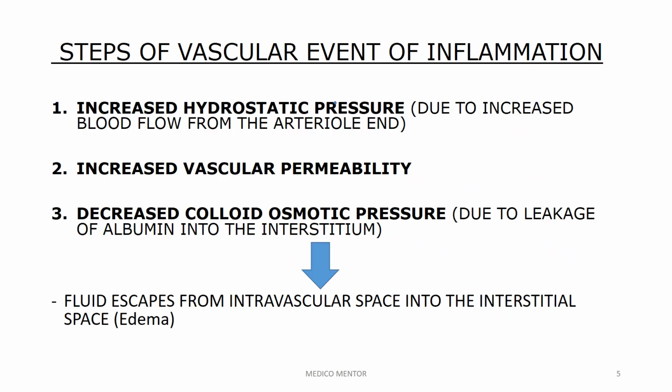In the vascular events of inflammation, three major things happen. The first one is the increased hydrostatic pressure, which is due to increased blood flow, seen over the arterial side. Then the increased vascular permeability, which is seen over the venule side. Then we have the decreased colloidal osmotic pressure. All these three events result in fluid escaping from the intravascular space into the interstitial space, which is called edema.